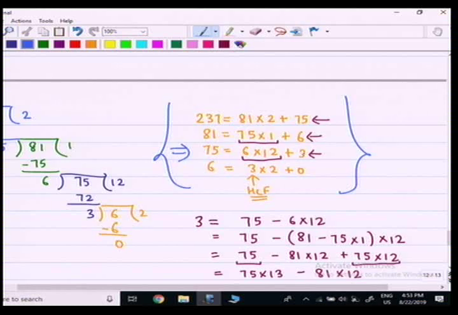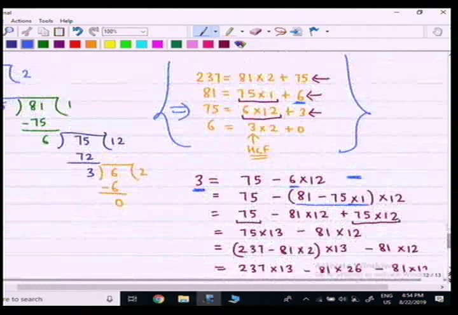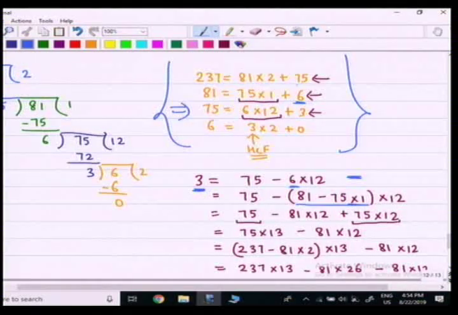So we start with this remainder. We will write 3 on the left hand side and everything else on the right hand side. So 3 can be written as 75 minus 6 into 12. Now our aim is that in every step we take the previous step and eliminate the remainder. So after writing 3 like this, we go to the previous step. What was the remainder over here? 6. So we will replace 6 with the help of 81 minus 75 in this step. So we have written this 6 as 81 minus 75 into 1. We will simplify this one. And again on simplifying, we will take the help of step number 1, in which the remainder was 75.